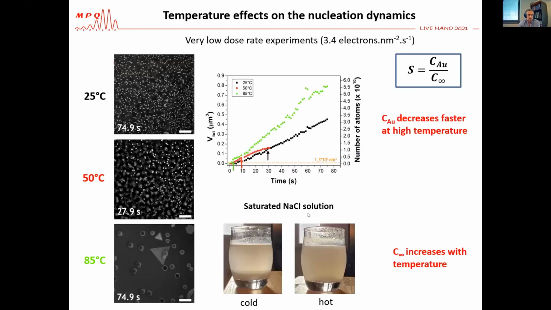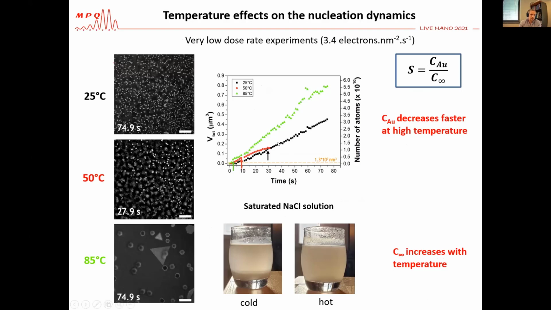So now we have to think about what this supersaturation ratio is. This is the ratio between the concentration of gold precursor in the observation area divided by the equilibrium solubility of the solution. And something interesting here, by quantifying the total volume of nanoparticles, we have an idea of the dynamics of the concentration of gold atoms, because of course these are all the atoms that have been consumed, so they are no longer available for the nucleation.